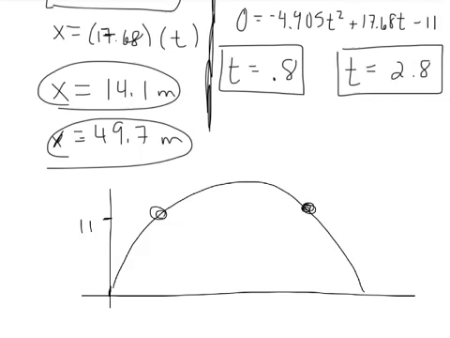Take a look at the board, please. After a distance of x of 14 meters, after a distance of 49.7 meters, the stunt devil is following a parabolic motion. That's why it's a projectile. So he's going to hit a height of 11 meters on the way up. That's the 0.8 seconds on the way up. And the 0.8 seconds corresponds to 14 meters.